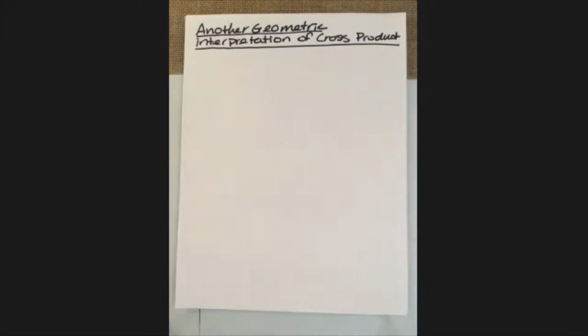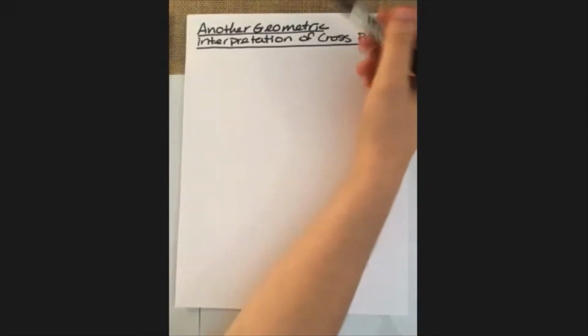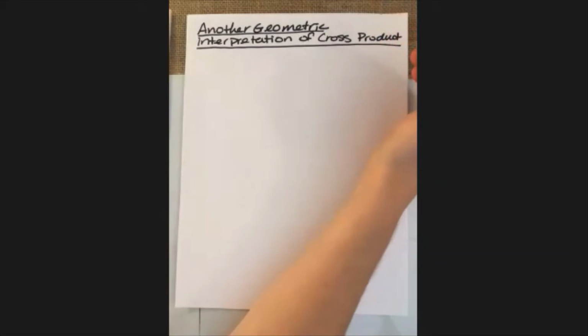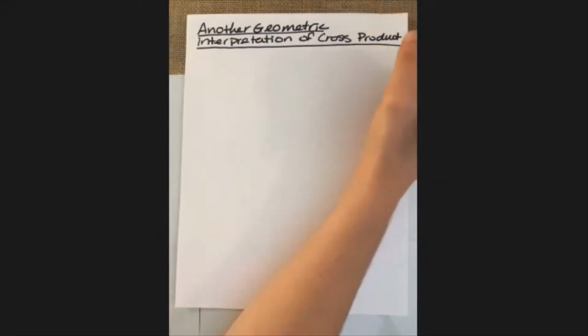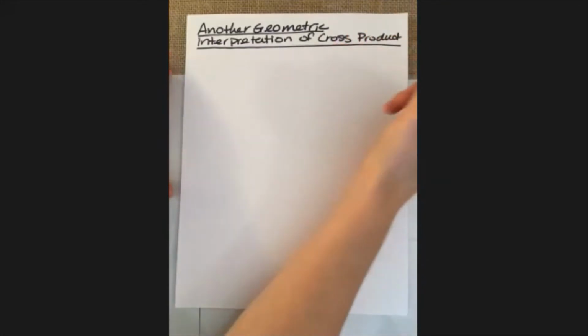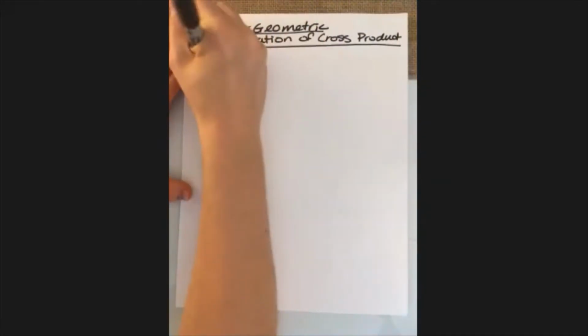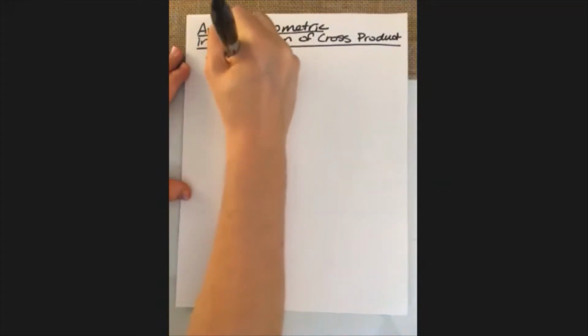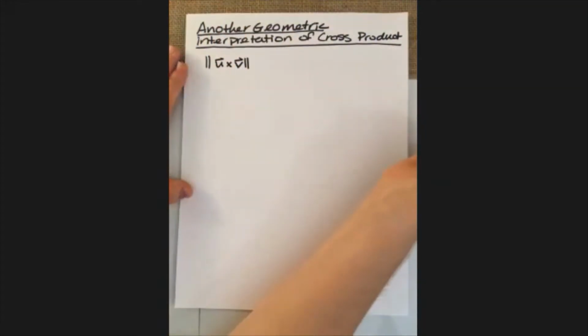In this video, we are going to revisit the idea of cross product and offer a second geometric interpretation of that operation, and then also work a few examples of applying that. So just to introduce this, I'm going to show you another formula that works with the cross product, and this is the length of the cross product.